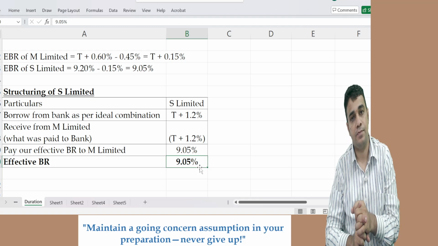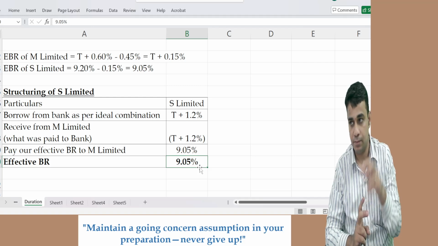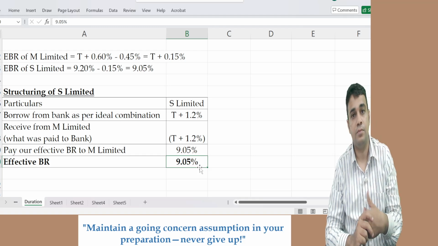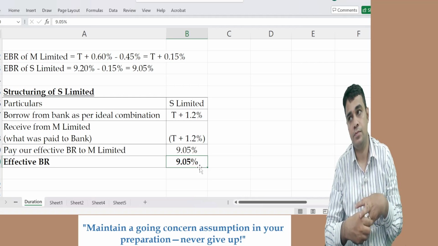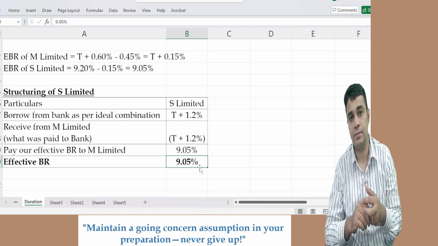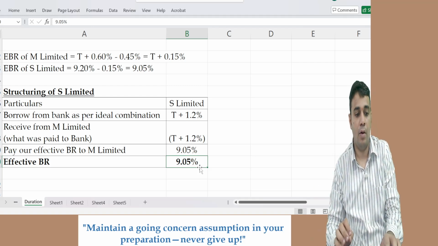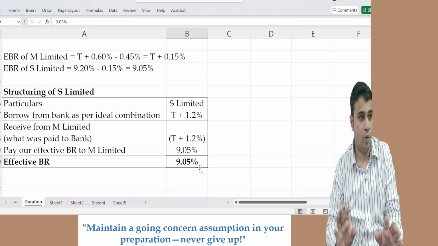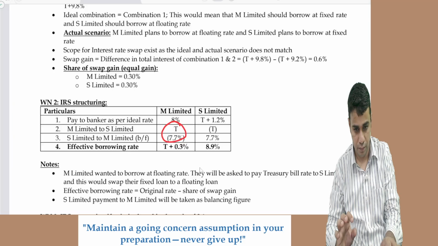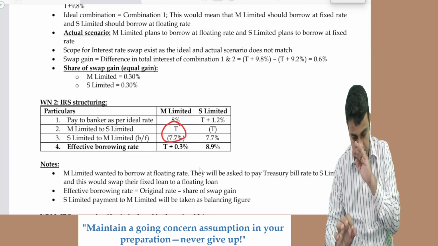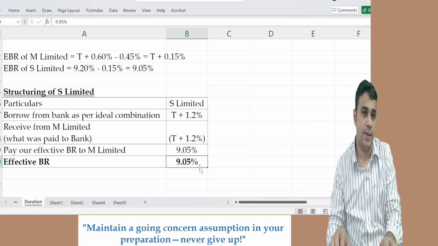Any doubts till this? Clear? Any doubts on 9.05%? Okay. I've done the structuring. Everything got over. Now let's do it for the other company.